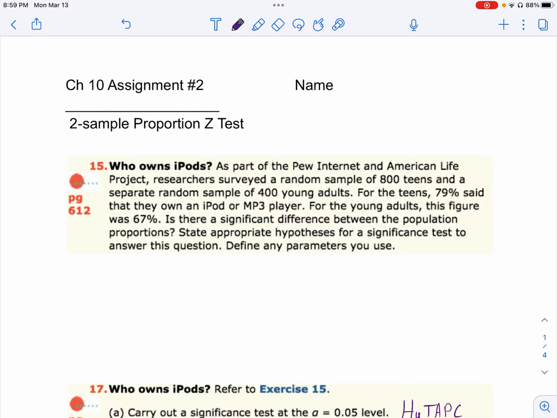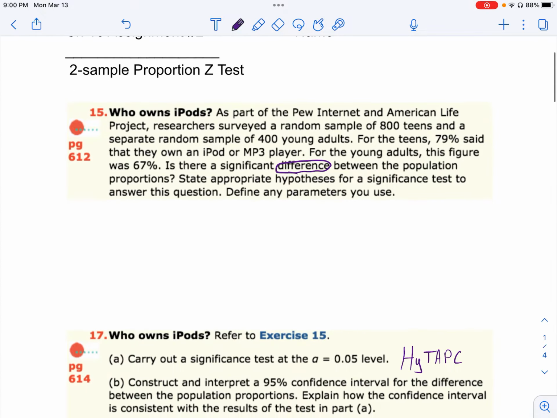As part of a new part of the Pew Internet and American Life Project, researchers survey a random sample of 800 teenagers and a separate random sample of 400 young adults. For the teens, 79% said they own an iPod or an MP3 player. For the young adults, this figure was 67%. Is there a significant difference between the population proportions? State the appropriate hypotheses for a significance test to answer the question and define any parameters.